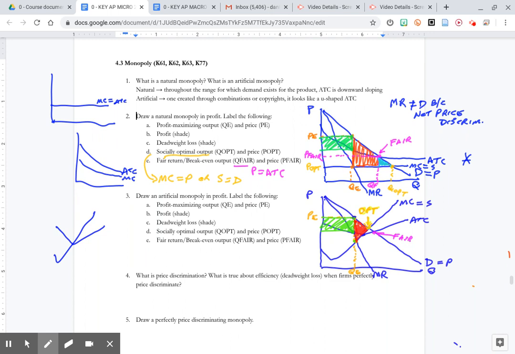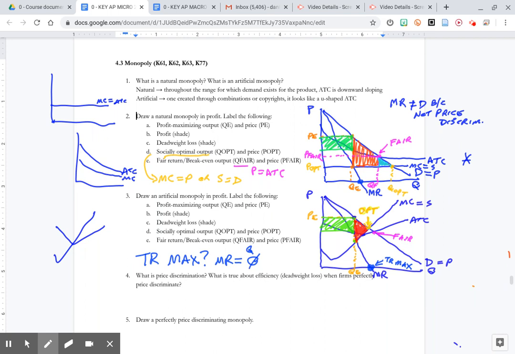So this one is quite similar. There was one last thing that I want to tell you about with these, and they sometimes ask, where is TR maximized? TR max. So I should have put that in here, but I didn't. TR max would occur here, where MR hits 0, where MR equals 0 on the x-axis, right? And so that's the quantity where total revenue is maximized. So it's also on this graph, it's up here. So that's the last thing to check out there.